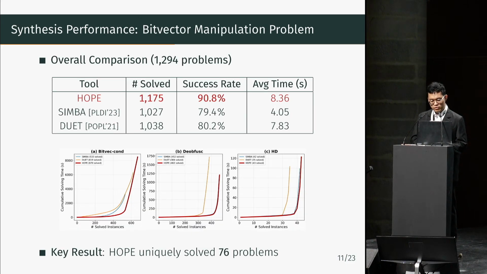And for presenting our benchmark as a more general framework, we also tested in another domain, which is the bit-vector domain. Also in this domain, our implementation, HOPE, took the best performance. And there was a key result. HOPE uniquely solved 76 problems.